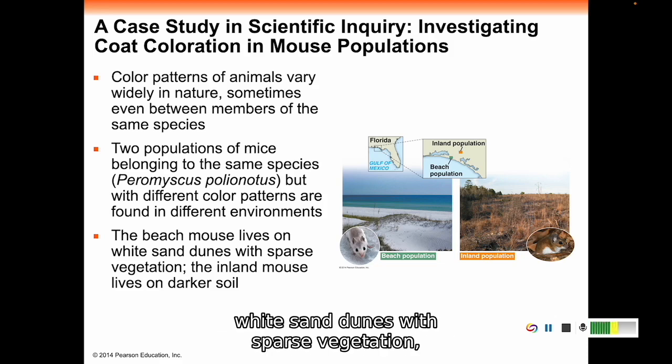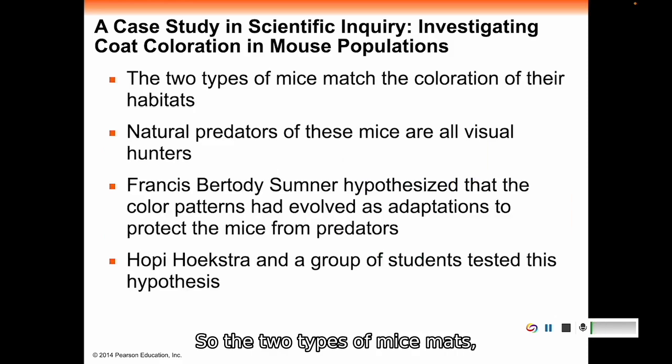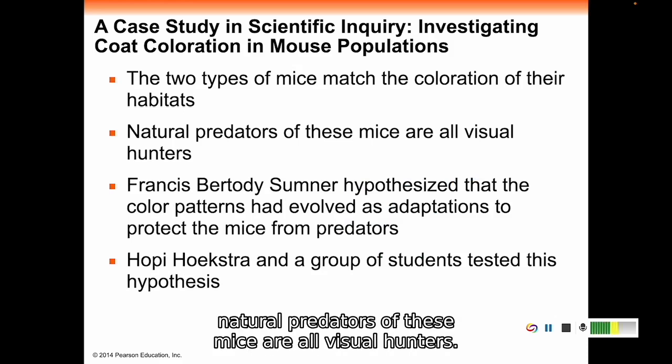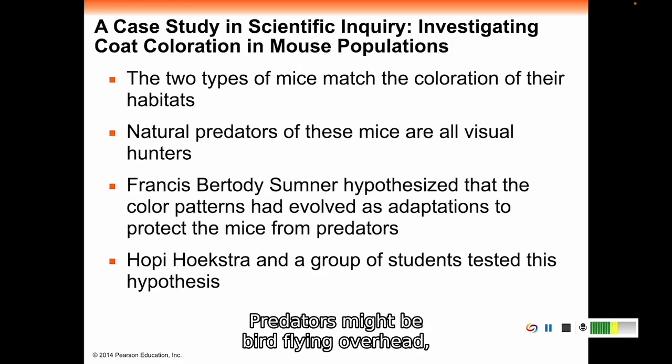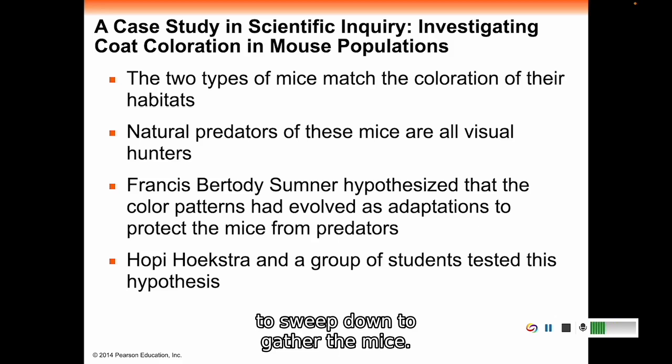The beach mouse lives on white sand dunes with sparse vegetation, and the inland mouse lives on darker soil. So we see mice that match with regard to their fur color compared to their environment. So the two types of mice match the coloration of their habitats. One thing that was observed is that natural predators of these mice are all visual hunters. So predators might be birds flying overhead, who have to be able to see the mice to swoop down to gather them.